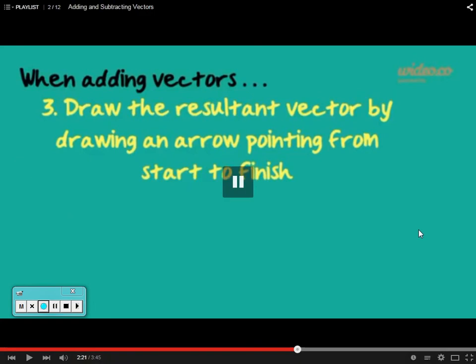After you've done that, you simply draw the resultant vector by drawing the arrow from the starting point, the beginning of the formation, to the last tip of the last arrow, the finish. Start to end. You always say start to end, from beginning to end. You don't say from end to beginning. It just doesn't make sense.